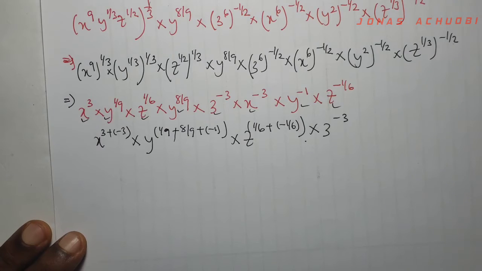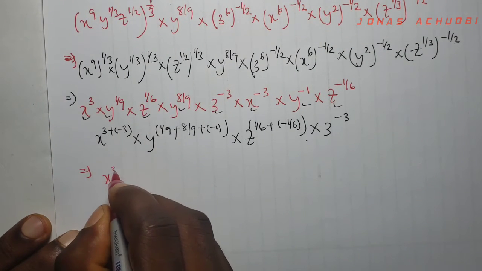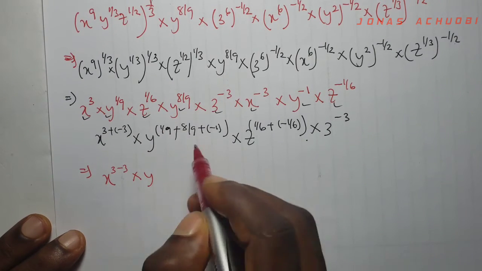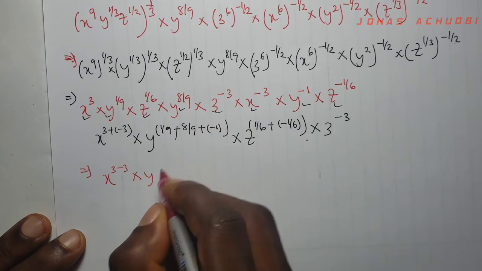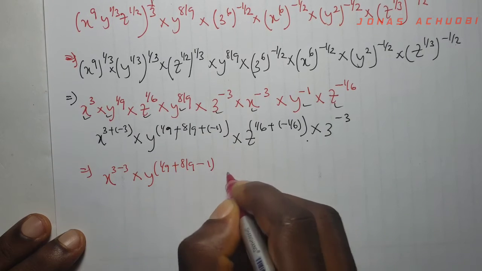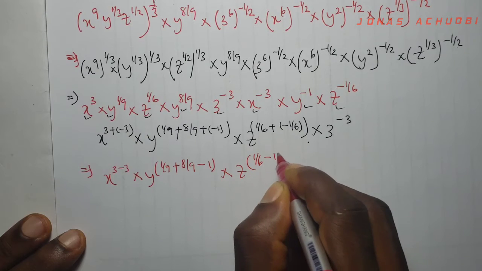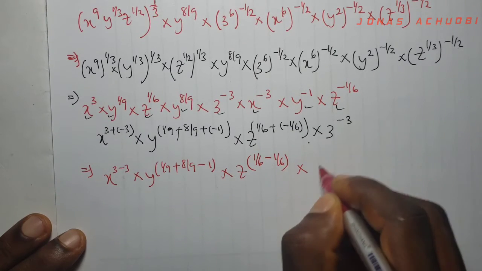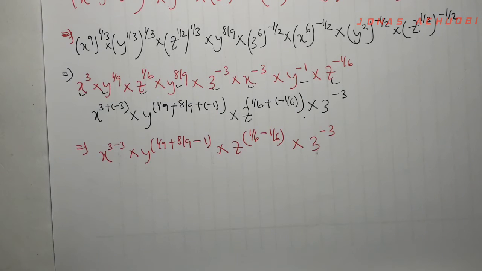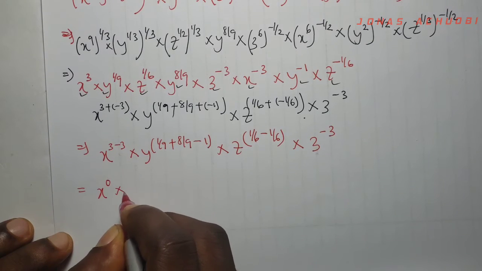So I proceed. This will give us x raised to the power 3 plus minus 3, which is 3 minus 3, times y. I have here 1 over 9 plus 8 over 9 plus minus 1 plus minus 1, times z to the power 1 over 6 plus minus 1 over 6, times, I want to leave it like this for now, 3 raised to the power minus 3. I want to simplify further. So this is x raised to the power 3 minus 3, which is 0.